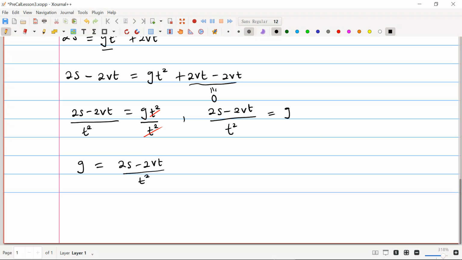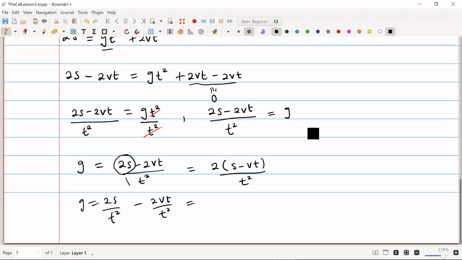Of course, if you want to do a lot of simplifications, you can factor 2 out from the top, and you have s minus vt over t squared. A lot of people can do more simplification than this, which we are not interested in. Okay, because if you have a fraction, this means this is dividing this guy, so you have g is equal to 2s over t squared minus 2vt over t squared, right? So if you have a fraction, that is how you can split it, and this is the same as 2s over t squared minus 2v over t.